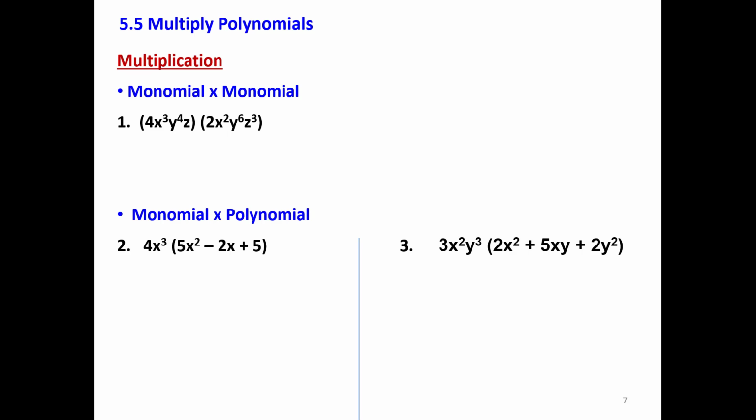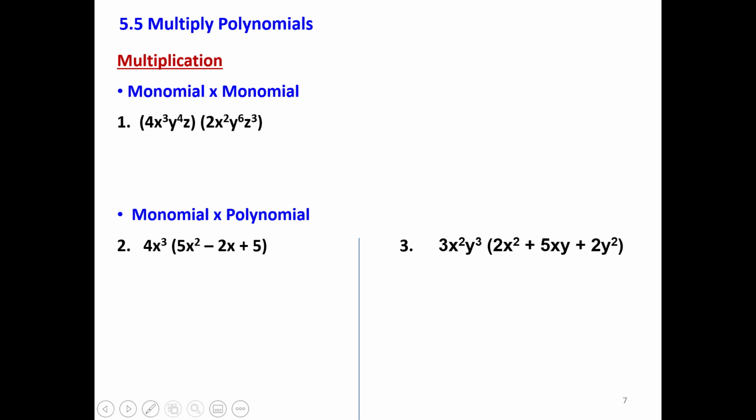Now, this is section 5.5, and you will learn how to multiply polynomials. And we will start with monomials. A monomial is just one term times a monomial. Then it's just one term times one term. In this case, we have to apply the properties of the exponents. Remember, if we have the same base, what we have to do is just add the exponents.